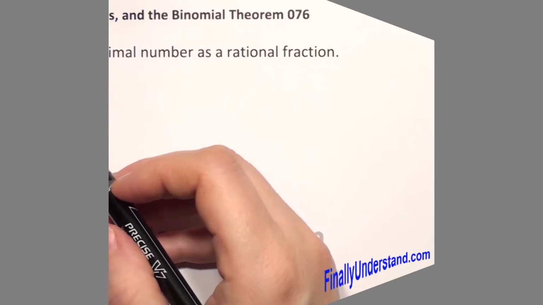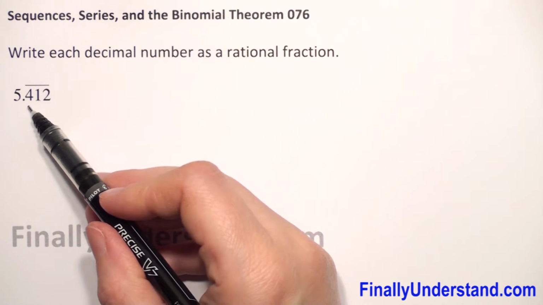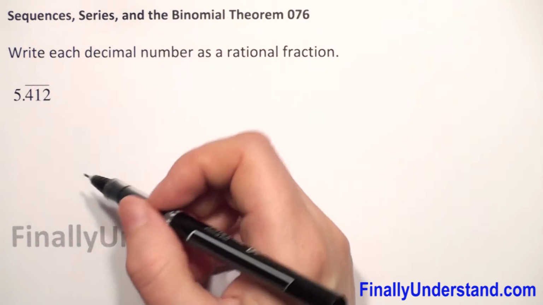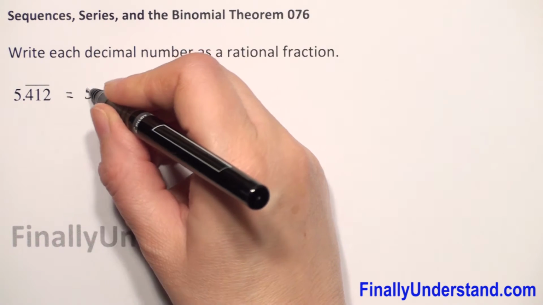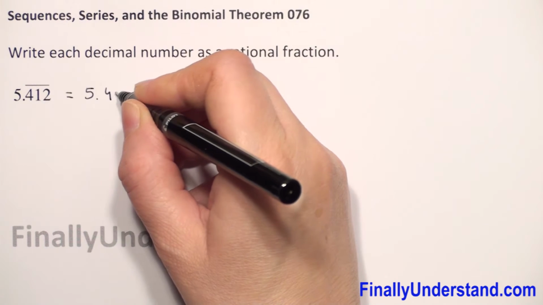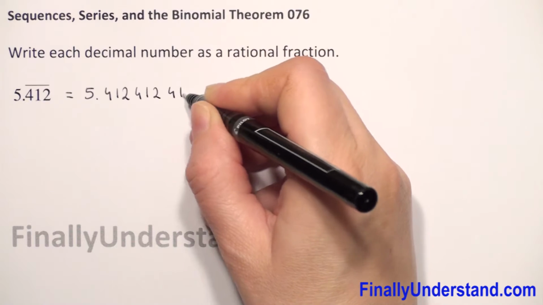We have to rewrite a decimal number as a rational fraction. What does the bar above 412 mean? It means that these three digits repeat. So we can write 5 decimal point 4 1 2 4 1 2 4 1 2, and so on.